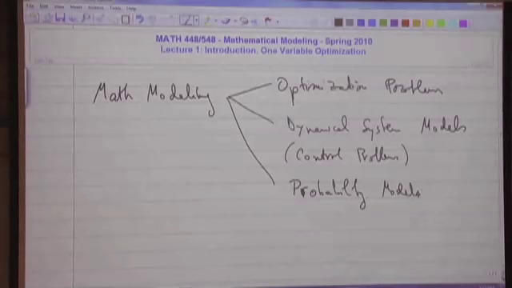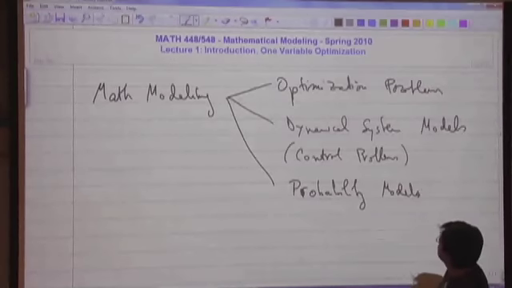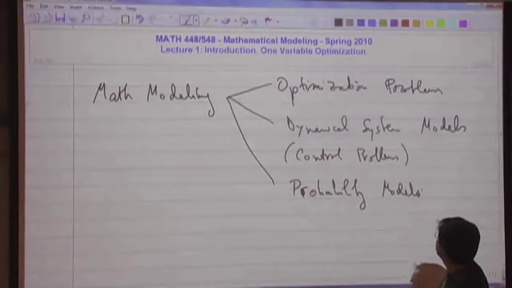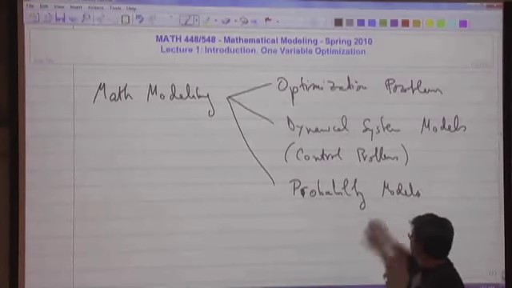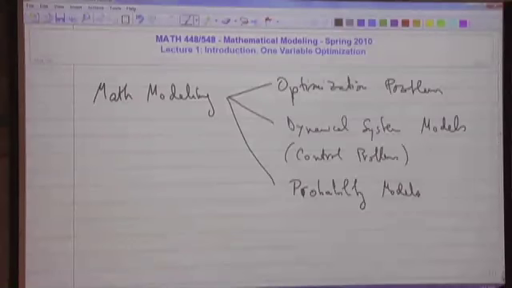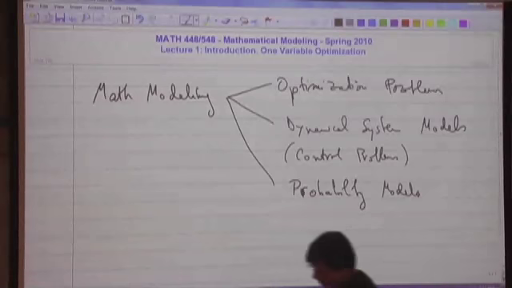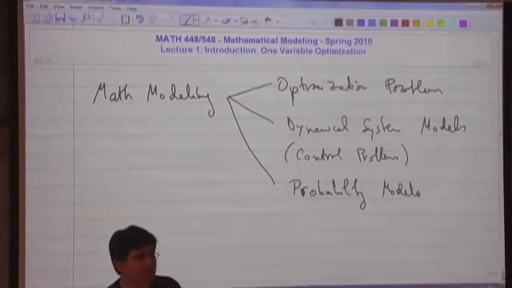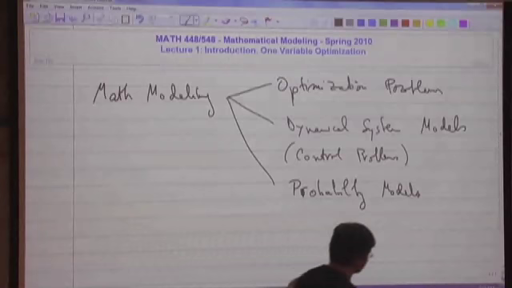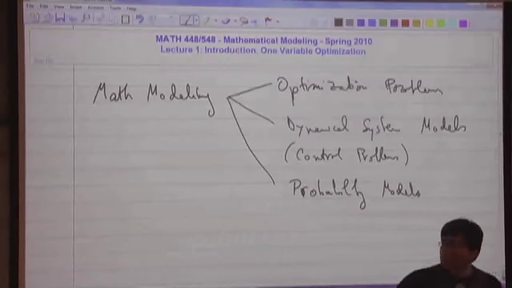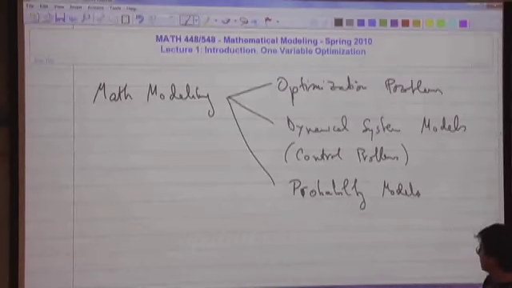Now, if we had all the time in the world, we would really go into details in all of them. I will probably spend the least amount of time on the probability models, simply because you can spend a whole course on those. We offer another course, stochastic modeling, that really discusses those. But we'll talk about some of these.